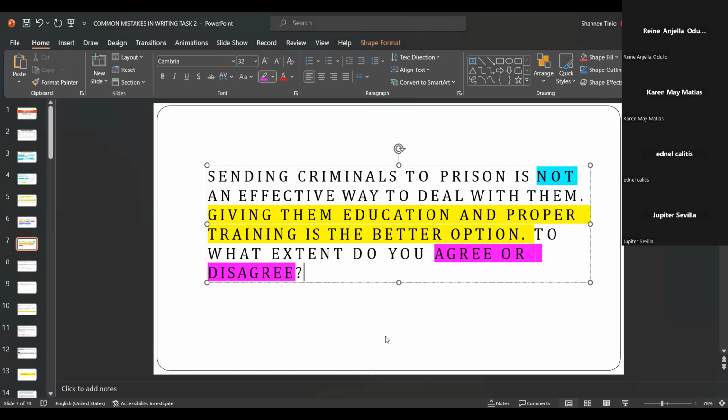So, ano yung take nyo sa discussion na to? What is your take on it? Meaning, what is your opinion? Do you agree or do you disagree? Please type your answers. I'm waiting.